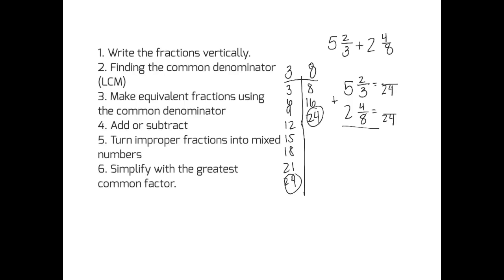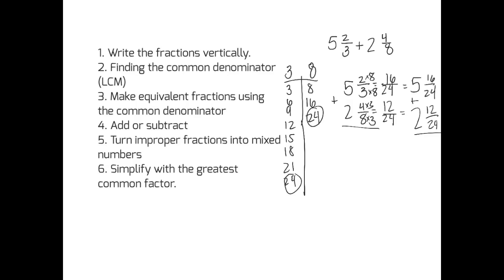How do I get from 3 to 24? 8. So what am I going to do with my numerator to make an equivalent fraction? Multiply by 8. What is 2 times 8? 16. So my new fraction right here is 5 16/24ths. What do I multiply 8 by to get to 24? 3. So what am I going to multiply my numerator by to make an equivalent fraction? I multiply it by 3, which gets me 12. So now my equivalent fraction there is 2 12/24ths.